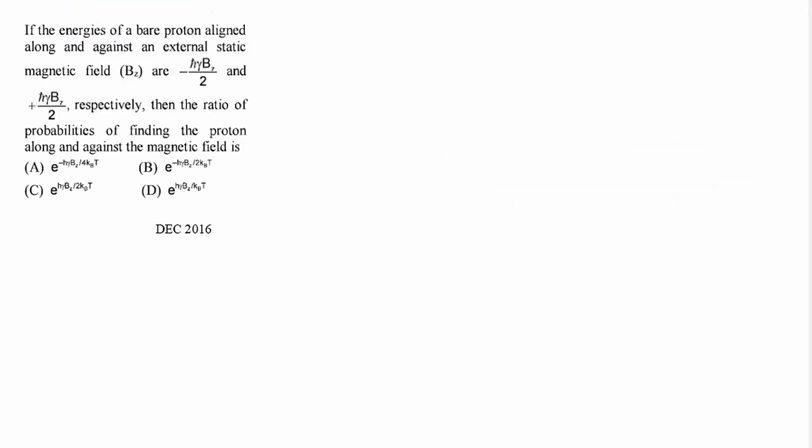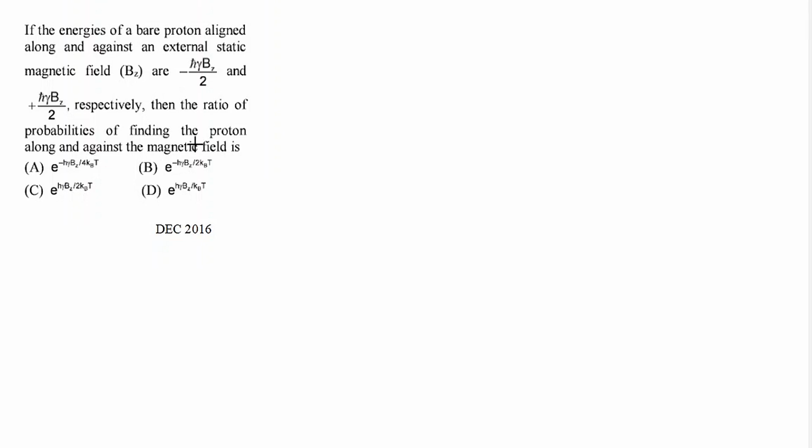Now this was asked again in December 2016, and it says that the energies of a bare proton that is aligned along and against the external static magnetic field Bz are minus h cut gamma Bz by 2 and plus h cut gamma Bz by 2. So these are the energies of the protons. Now the ratio of the probabilities of finding the proton along and against the magnetic field is?